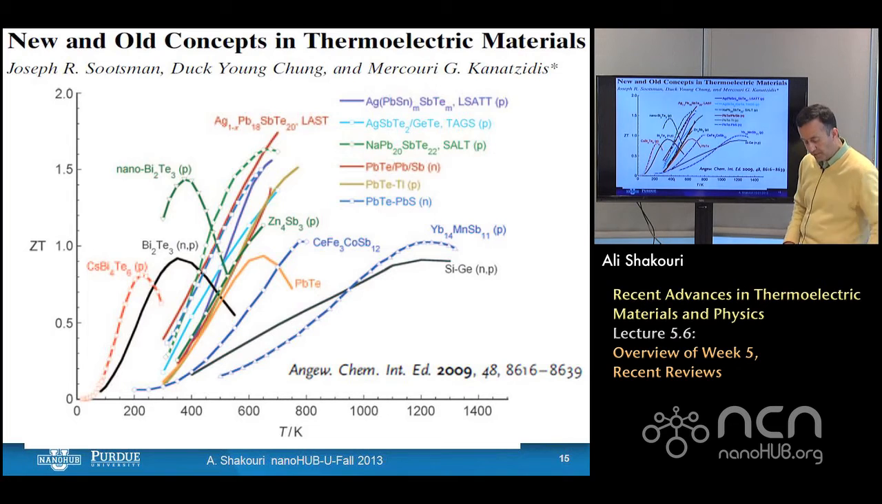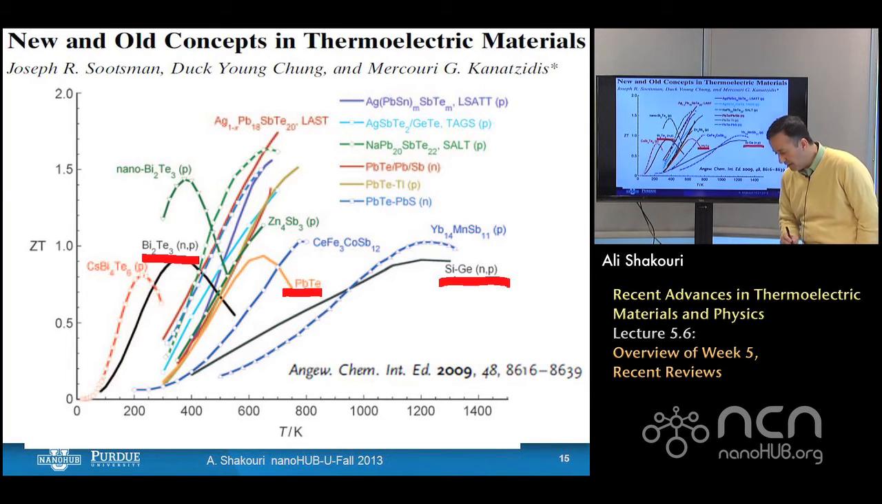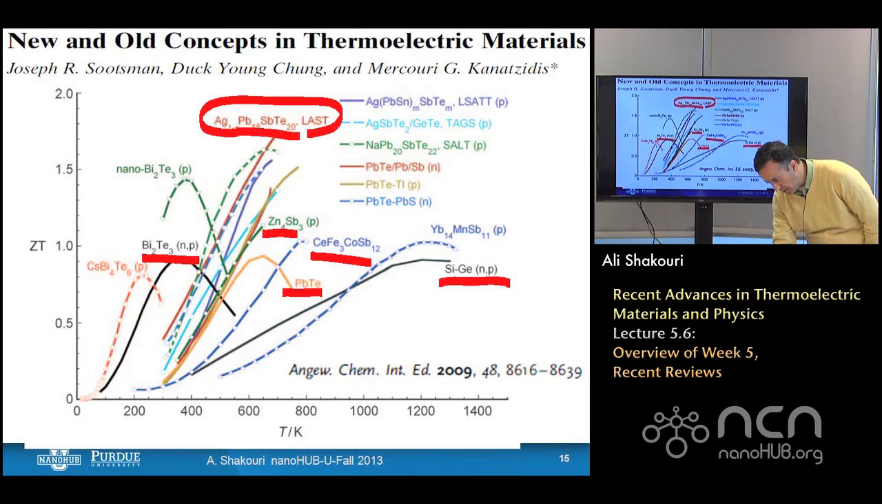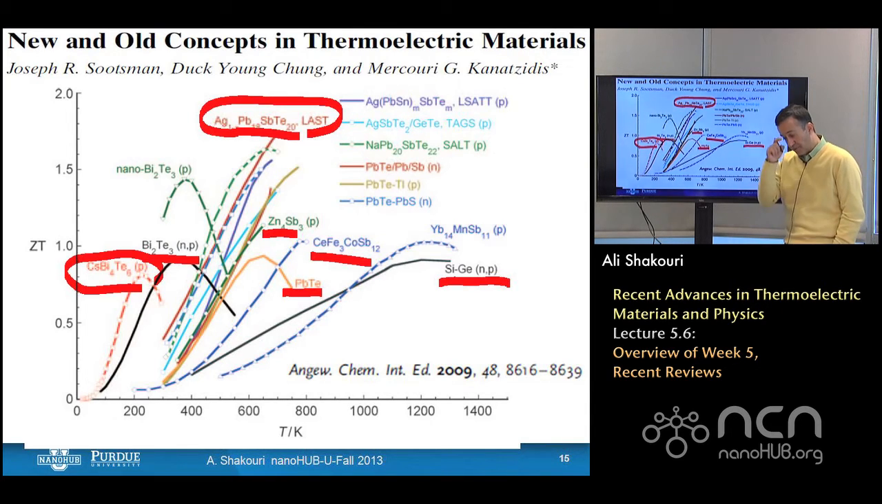I want to finish by referring to one or two good additional review articles. One of them is by Mercouri Kanatzidis's group, where he described a good summary of new and old concepts in thermoelectrics. So the materials that we already know, bismuth telluride, lead telluride, silicon germanium are here, but then he provides a summary of what has happened with skutterudite and zinc antimonide. We didn't have time to talk about it. All of his group work on chalcogenides, such as LAST material or low temperature cesium bismuth telluride.